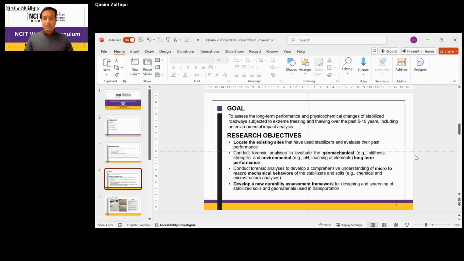And along with that, obviously, we are also looking at the micro and macro mechanical behaviors of these materials. And once we have that, we see how they are mechanically behaving after a long-term exposure in the field. And this is the environmental analysis that we have. Combining these two, we are going to develop a new durability assessment framework for designing and screening of such stabilized soils and geomaterials to be used in the transportation.